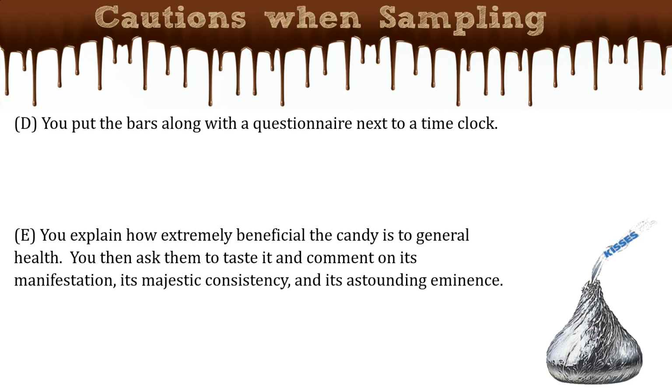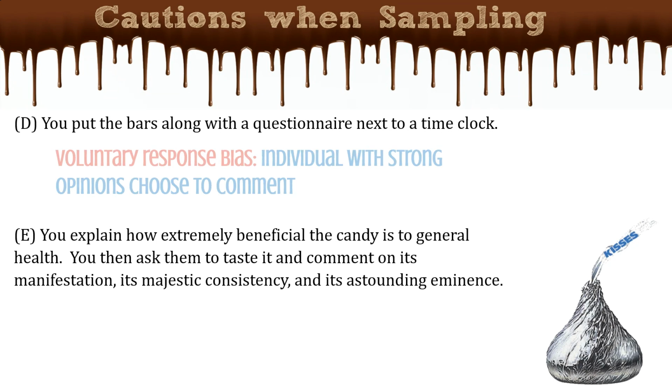All right, take a look at D and E. E is my personal favorite. D, you put the bars along with a questionnaire next to a time clock. Here's the thing. If I don't like chocolate, I'm probably not going to stop or even care that there's chocolate there in the first place. So, voluntary response bias. Individuals with strong opinions will choose to comment.